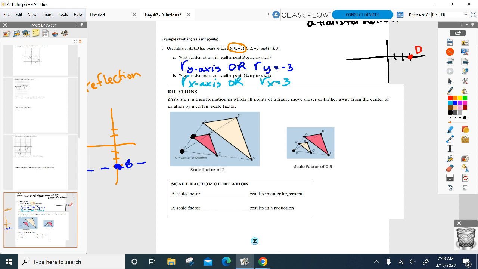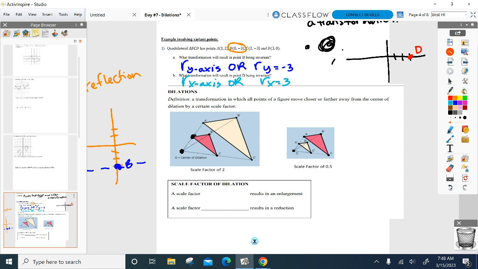And either I get closer or I get further away from that point. When you dilate a point, let's be real here. Does the point physically get bigger or smaller? No, it doesn't. That's silly. The point doesn't actually get bigger or smaller. It gets further away or it gets closer to wherever we're dilating around.